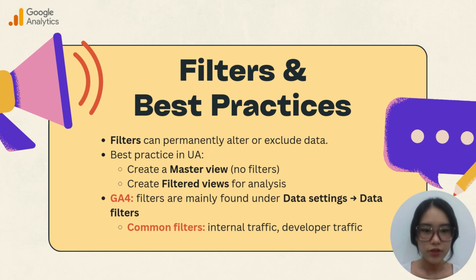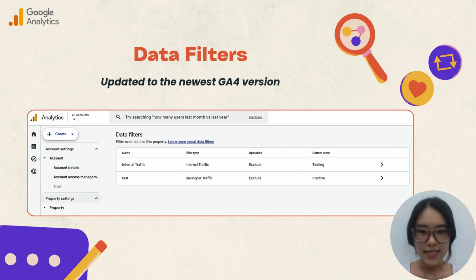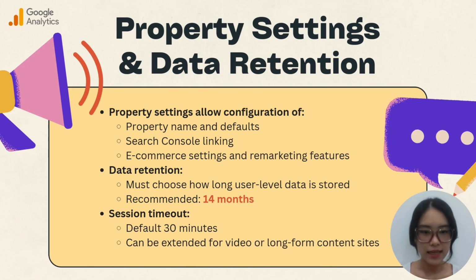Filters can permanently alter or exclude data, so they must be used carefully. In Universal Analytics, the best practice was to create a master view with no filters and additional filter views for analysis. In GA4, filters are mainly found under Data Settings, data filters, commonly used for internal or developer traffic. This slide shows the GA4 data filter screen where we can configure filters such as excluding internal traffic based on IP ranges.